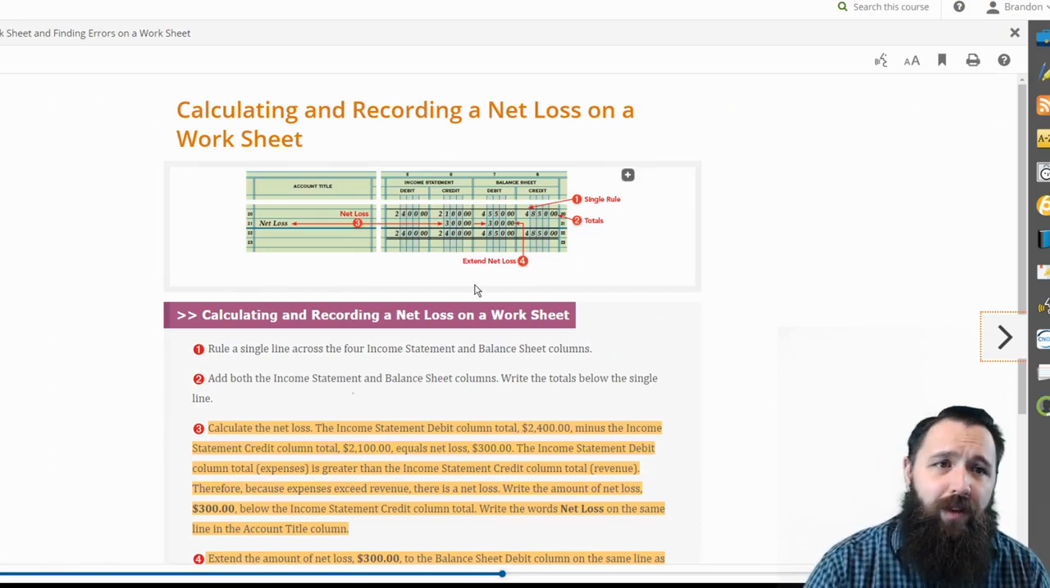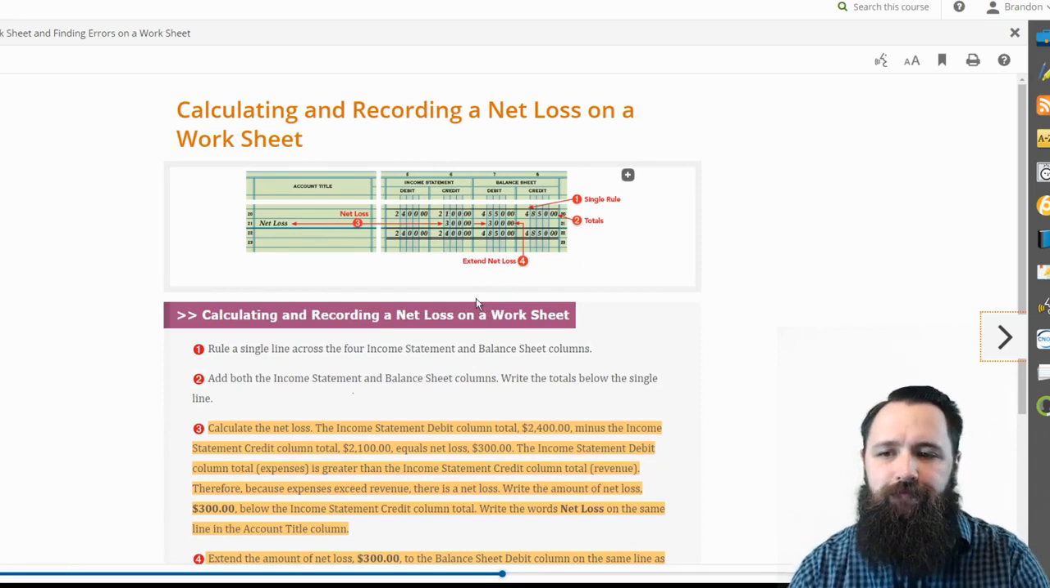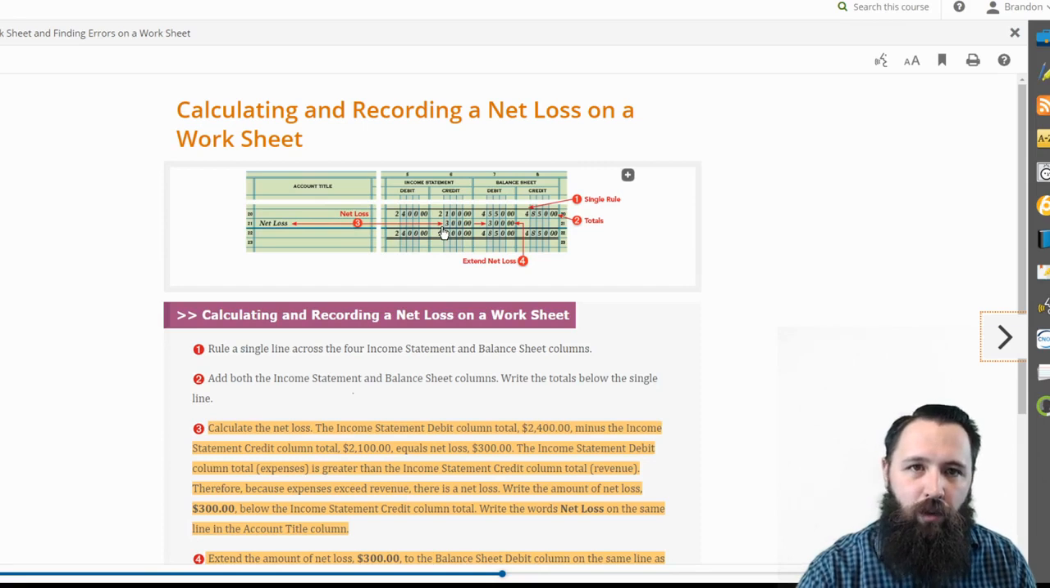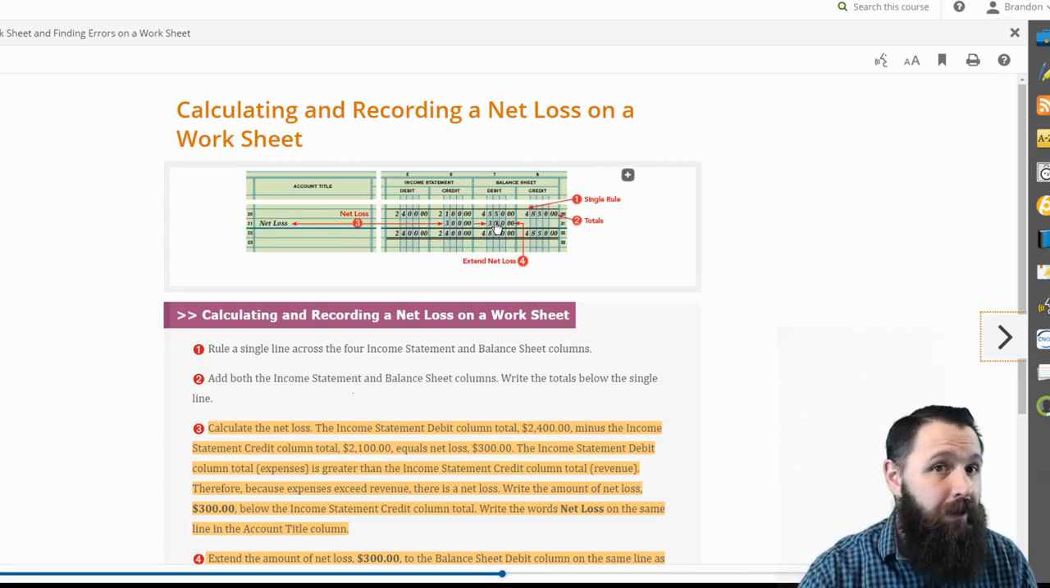So this is what I've talked about, I guess extensively now, calculating and recording that net loss. If it was a net loss here, you can see that we would record it as a credit, and then when we extend that to our balance sheet, it's going to be recorded as a debit, or it's going to negatively affect Michael Delgado's capital.